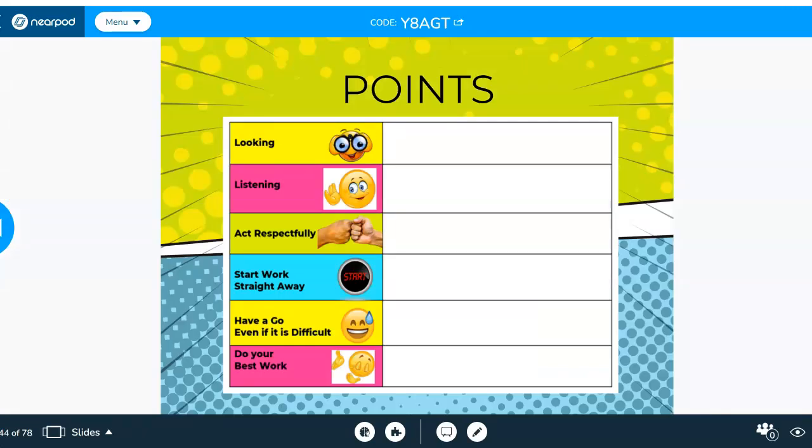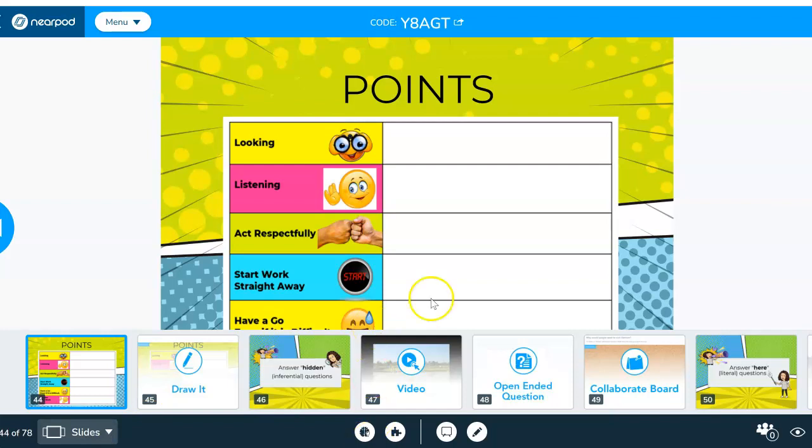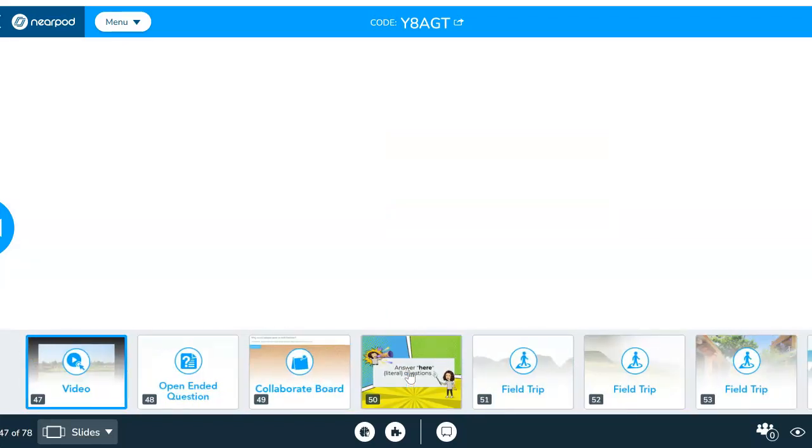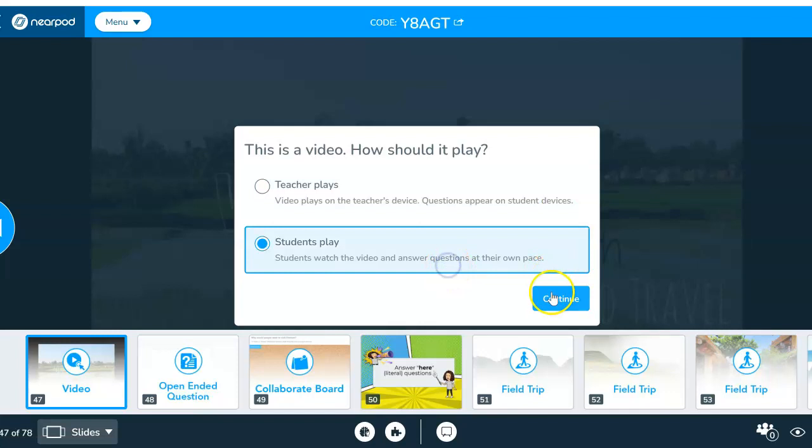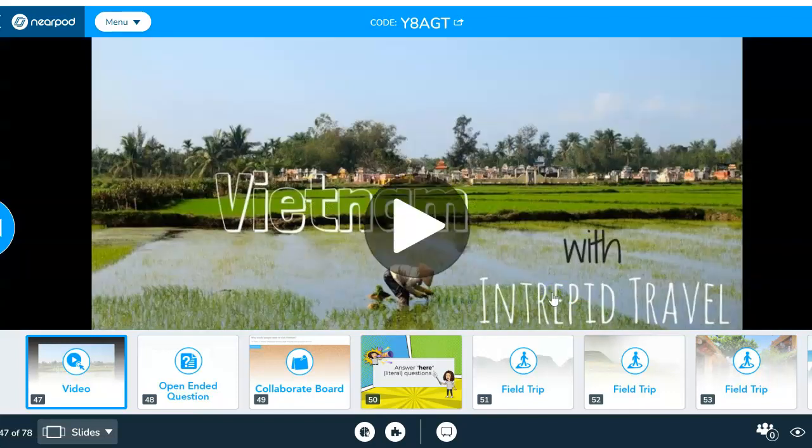And back to a check-in just to reinforce those behaviour expectations throughout and just give them sort of a prompt to make sure they're still doing the right thing. Moving into answering some hidden inferential questions. And they would be looking here at a video from Intrepid Travel, which is just basically travelling around Vietnam.